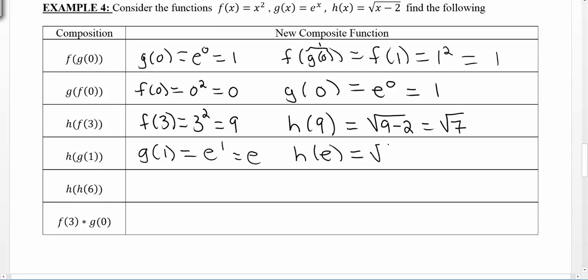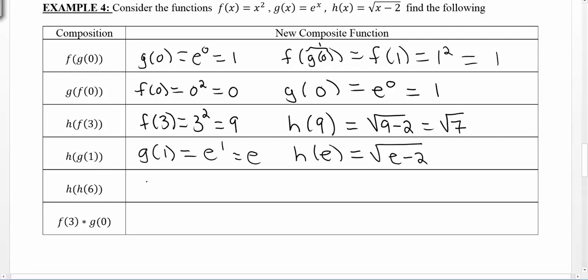So that means we're plugging it into the h function, and we get square root of e minus 2. And again, we don't want to change anything about this. This is an exact answer. We could plug this all into our calculator if we wanted to get a rough idea of what this number would be, but we can leave it as the square root of e minus 2.